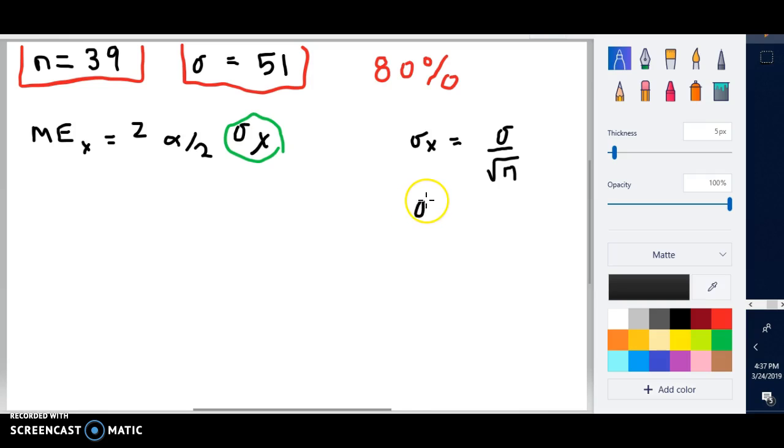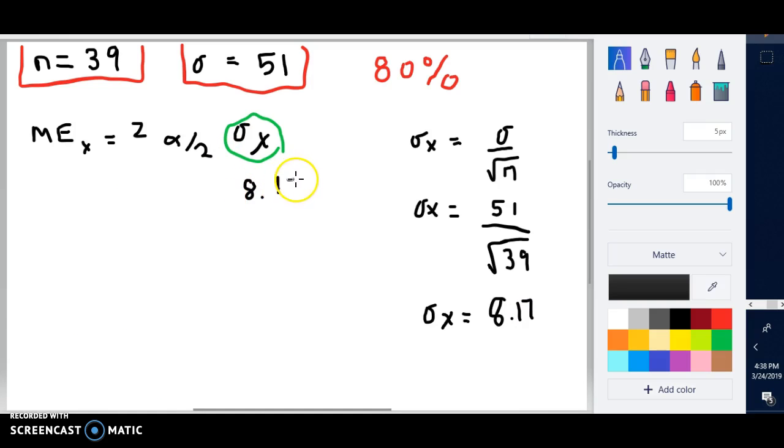So we know that the standard error of the mean is the standard deviation, which is given 51, over the square root of n, which is 39. So if you do 51 divided by the square root of 39 in your calculator, you will get 8 point, I believe it's 1666 something. So in the example, it will show you what to round to. They want you to round to 2 decimal places. So now we can go up here and we can plug in 8.17.